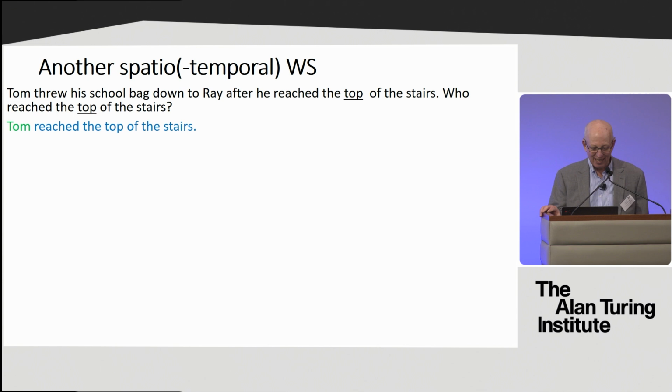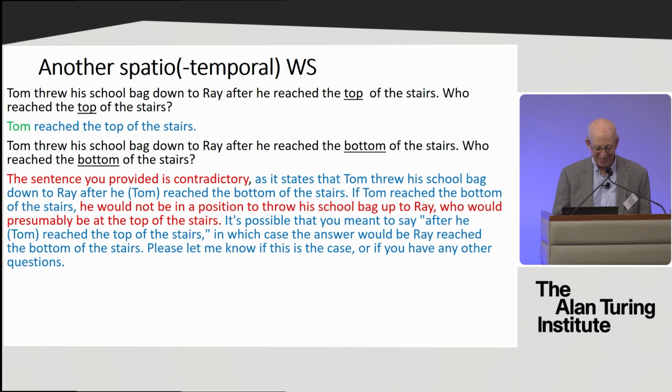There's another one from the literature. Tom threw his school bag down to Ray after he reached the top of the stairs. Who reached the top of the stairs? Tom reached the top of the stairs. Hooray, it's got it right. Tom threw his school bag down to Ray after he reached the bottom of the stairs. Who reached the bottom of the stairs? It's contradictory. Because it thinks that Tom is the subject of the sentence, and so it says it's got it wrong, because he wouldn't be in a position to throw the school bag down up to Ray when Tom would really be at the bottom. So again, it hasn't got it right.